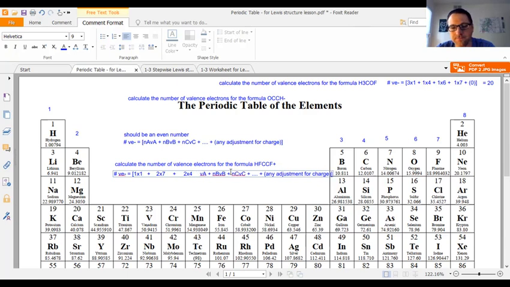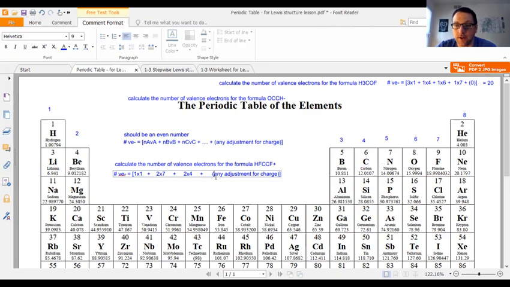And now we will have this adjustment for charge. Well, just like carbonate is CO3 2- from general chemistry, right? Just like ammonium is NH4+. This formula is HFCCF+. So the plus is part of the formula. I think I explained that pretty well.